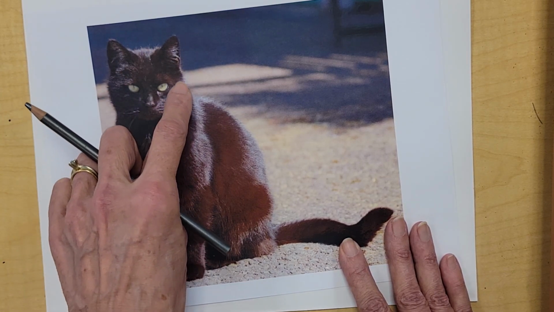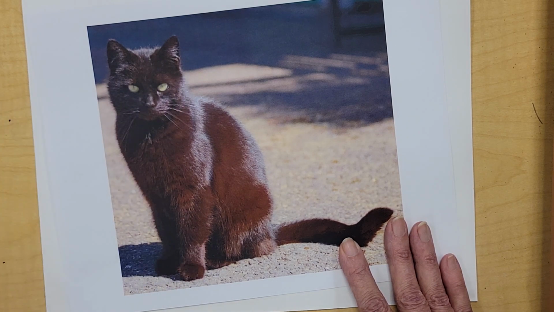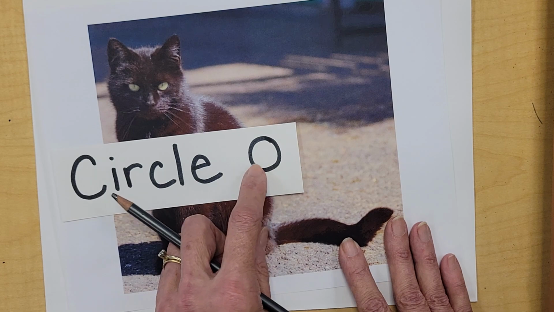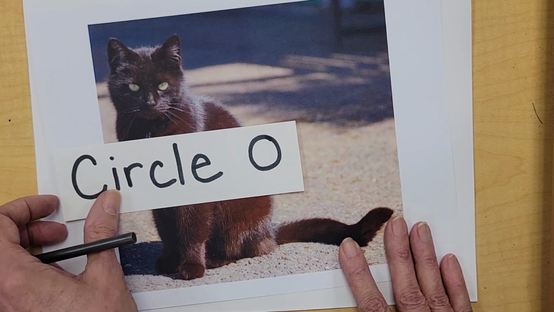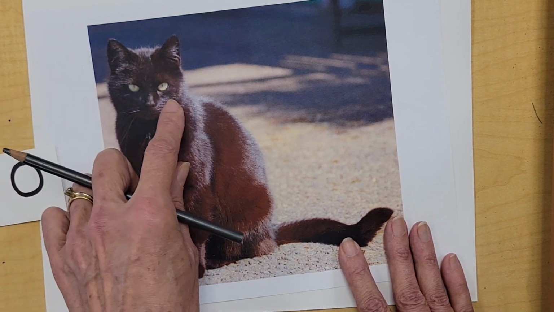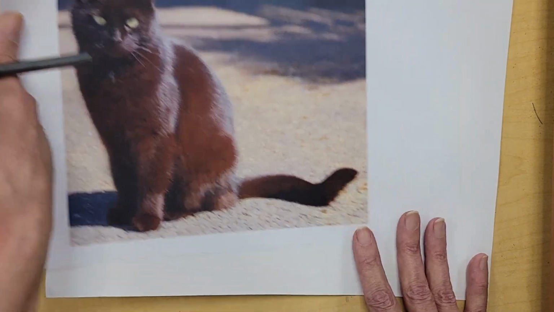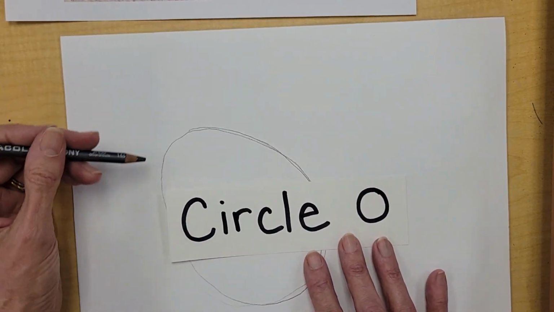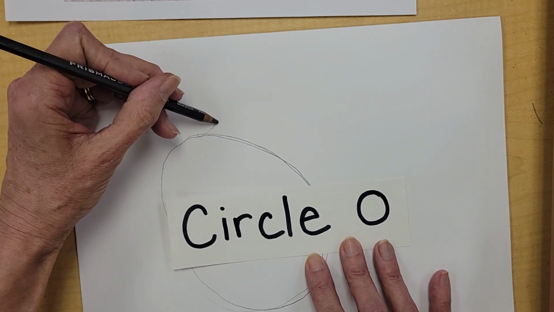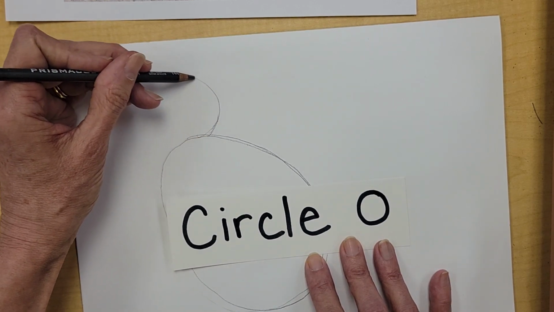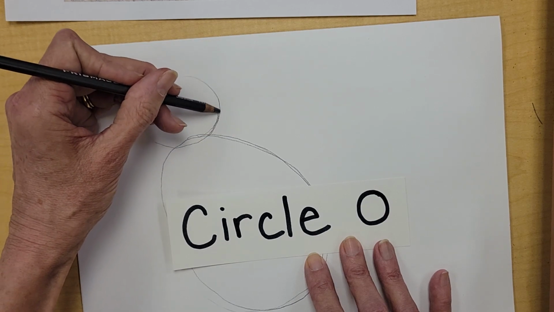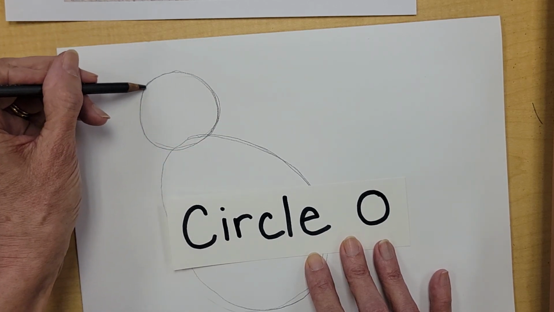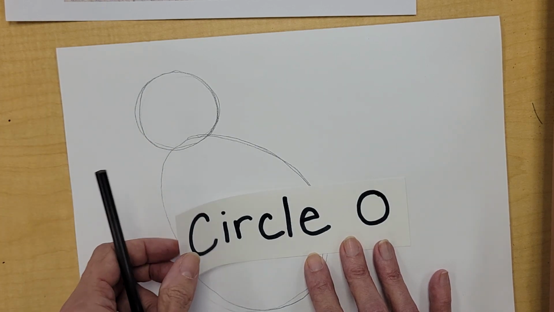What shape is the head? That's right, the head looks like mostly a circle. And I see that that circle sits right on top of that oval. So I'm going to take my paper and add on that circle shape for the head. Again, not pressing very dark.